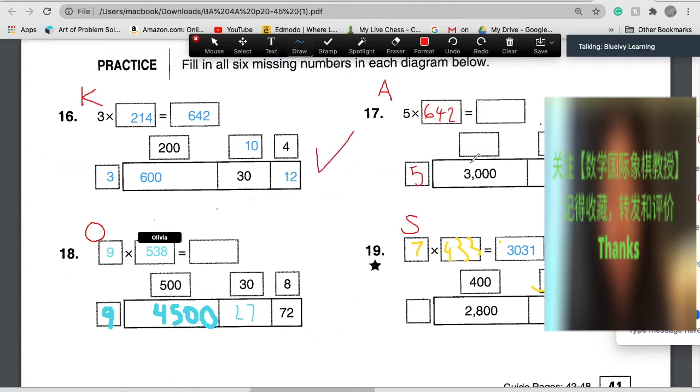Now let's see who finished. Olivia almost finished. Oh no, Samuel finished. Now let's check Samuel's. Yeah, Winston, did Samuel do this one right? Check Samuel's result. 20, okay, 30, this one, 21, 3,000, 31. Samuel got 7 times 433. This one looks right. Yes.